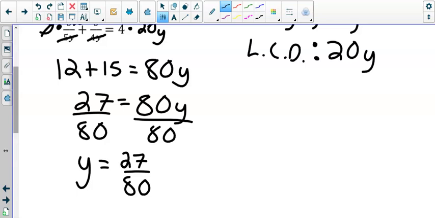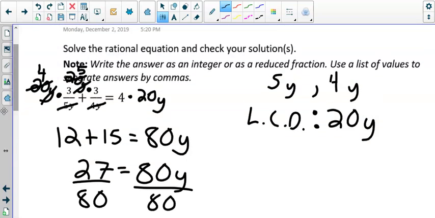Because remember in 5.4, you need to check these answers. What are we looking for to see if this happens? Make sure that who's not 0? The denominator. So up here, if I plug 27 over 80 in for y, if I multiply that by 5, will that give me 0? No. So far so good.